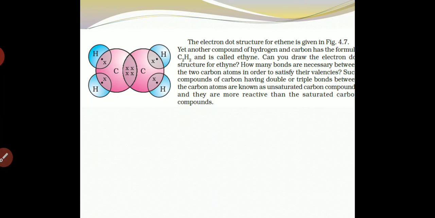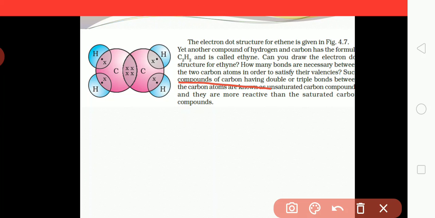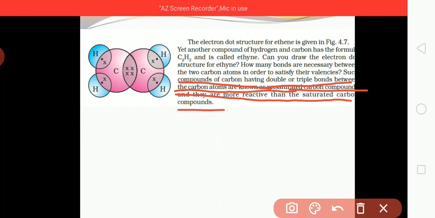Such compounds of carbon having a double or triple bond between the carbon atoms are said to be unsaturated carbon compounds, and they are more reactive than saturated carbon compounds. Unsaturated carbon compounds will be more reactive as compared to saturated carbon compounds. Now the next is C2H2.